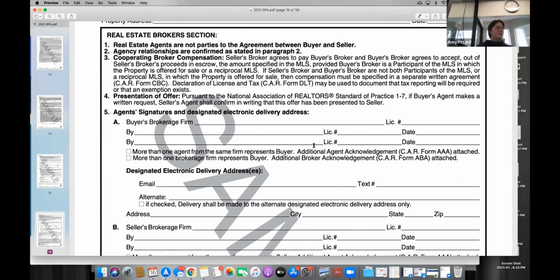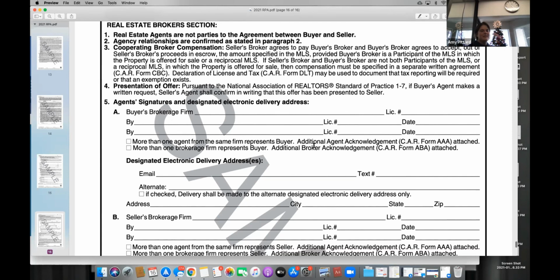Oh, I am going to go through this section because under section 5, I'm sorry, I'm a liar, it has the designated electronic delivery addresses. Okay, there's the email and text number of where you will be willing to accept electronic delivery. You're going to put it in there. Okay, so make sure you fill it out completely for your information.